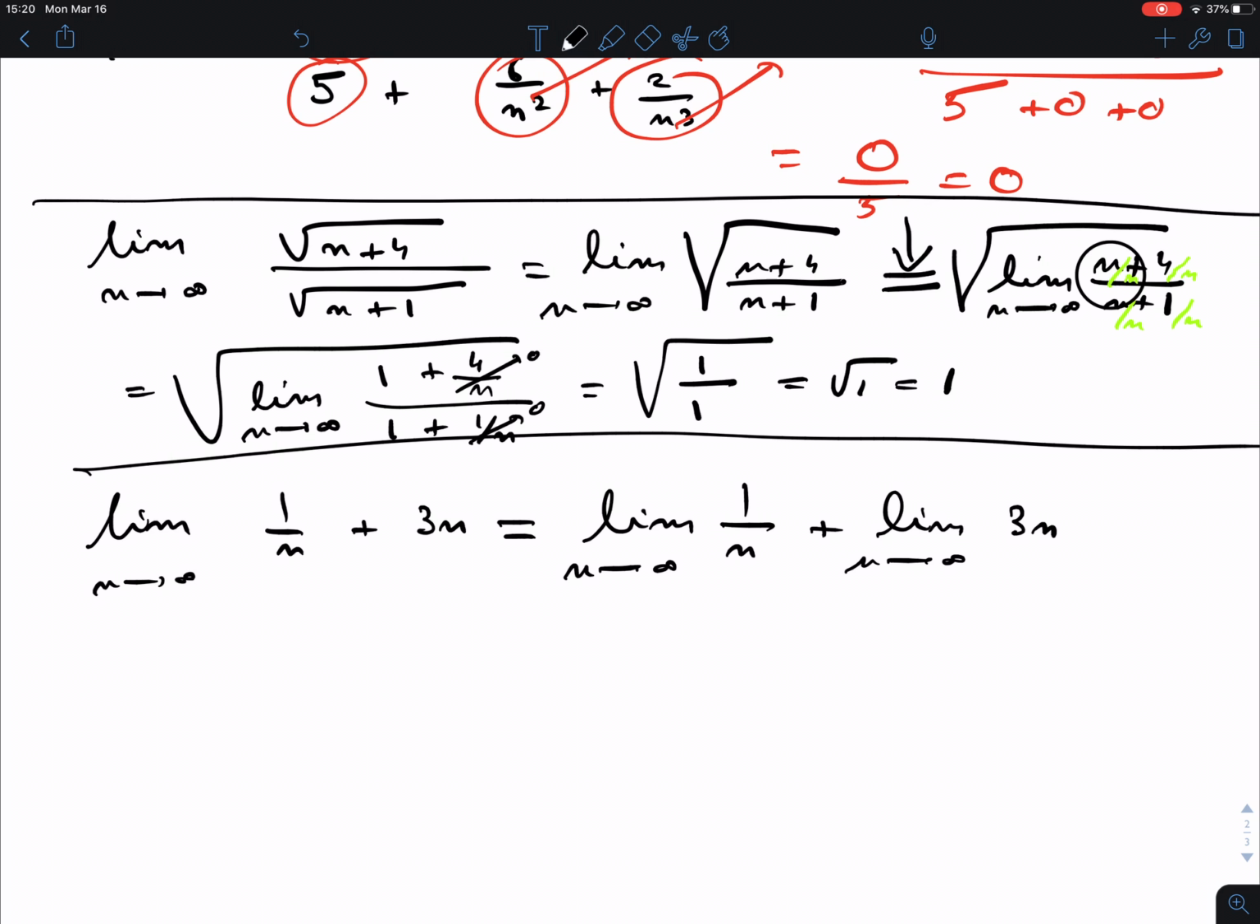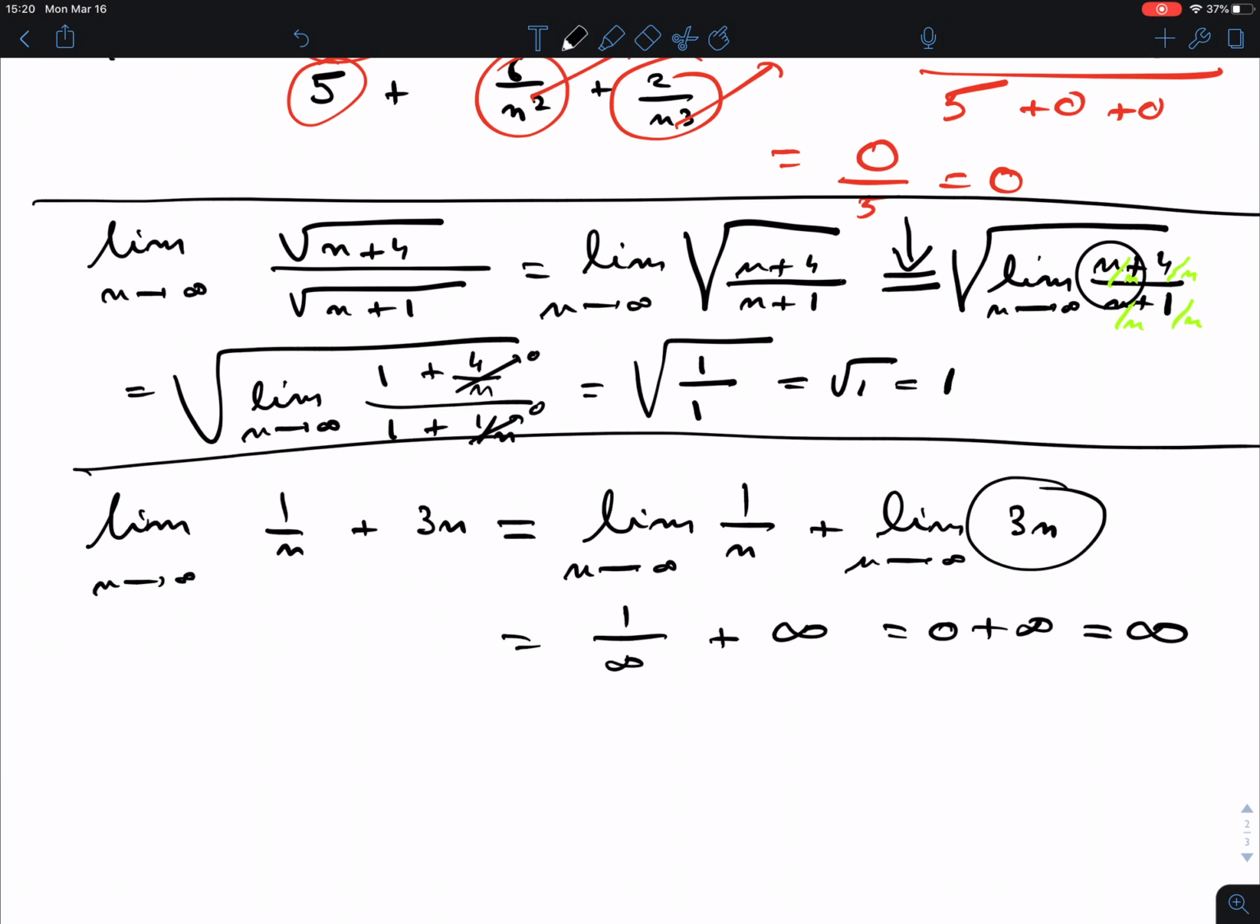So here we go for the sum. The limit of 1 over n, that's 1 over infinity, that is just 0. Plus, what is the limit of this one? Well, 3 times infinity, that is just infinity. So that's 0 plus infinity. That is nothing special. If you add nothing to infinity, you still have infinity, right? So that's the answer here.